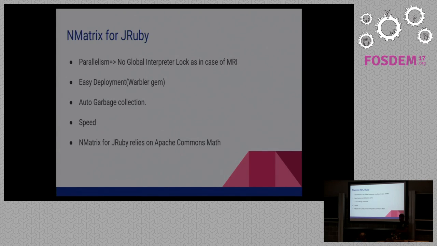And then JRuby has auto garbage collection. Whenever you develop a C extension for CRuby, you have to take care of garbage collection because you are dealing with large data. And CRuby uses the mark and sweep model, as we have heard in the previous talk, that this mark and sweep is not really good to handle. When you have a very large matrix, say 2.5 million elements in a matrix, the speed is not good in such cases.